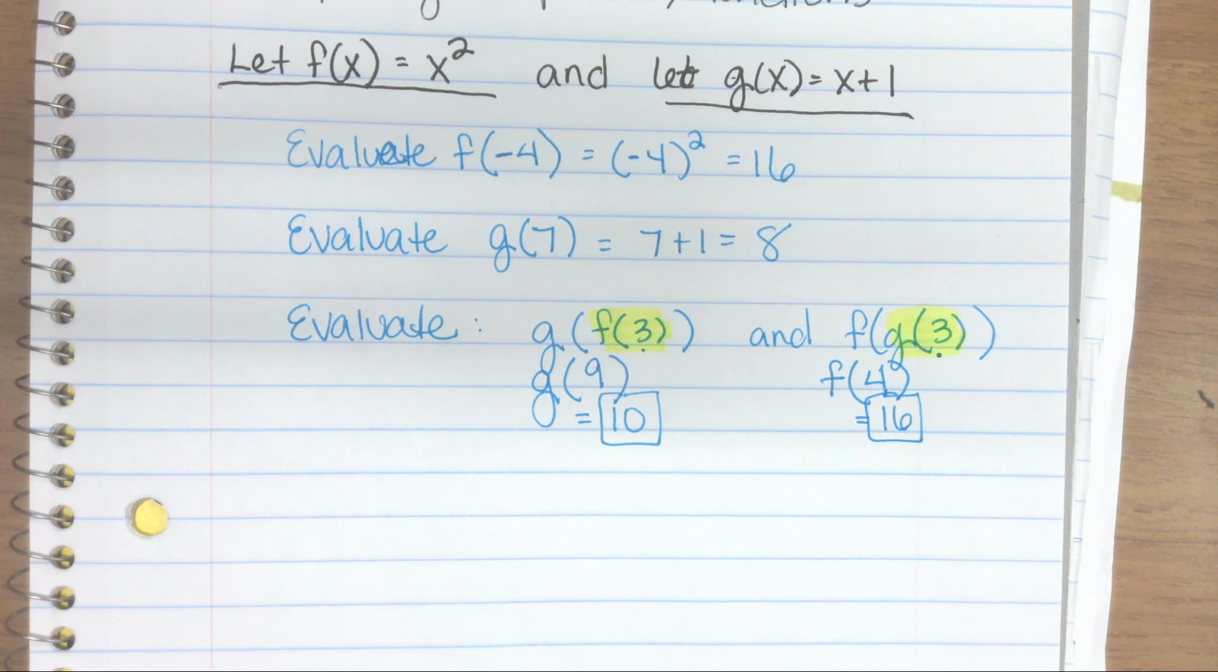So just kind of give me an indicator. Do you feel comfortable with that? Can I move on to just explaining or defining what a composition is? Yes, or do you need another example? Give me a thumbs down if you need me to do another example. Okay.